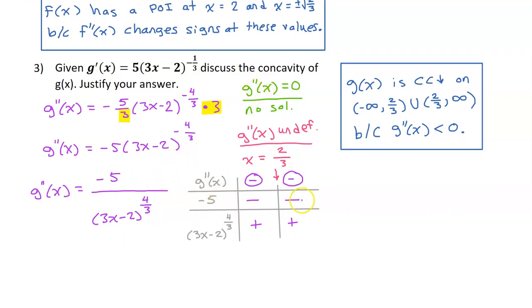And again, we just make a sign chart, and wherever the second derivative is negative, the original function f of x or g of x will be concave down. Wherever the second derivative is positive, it will be concave up.